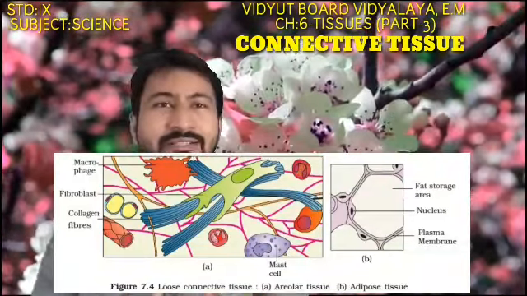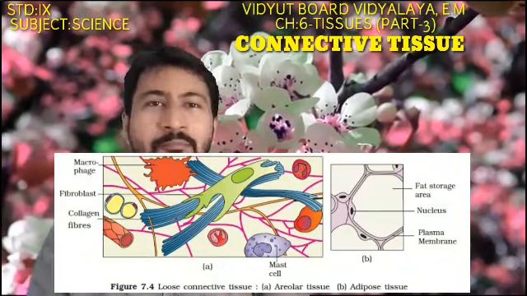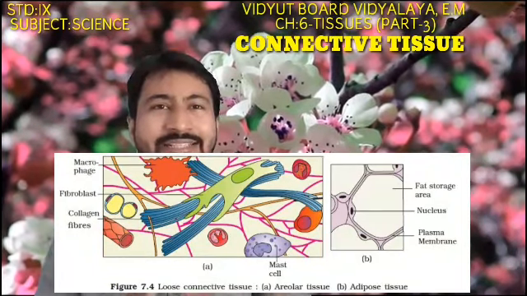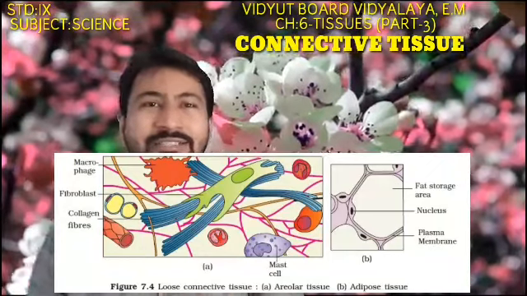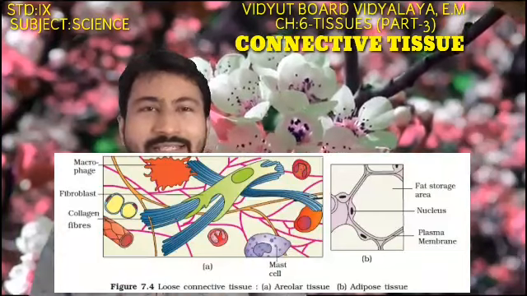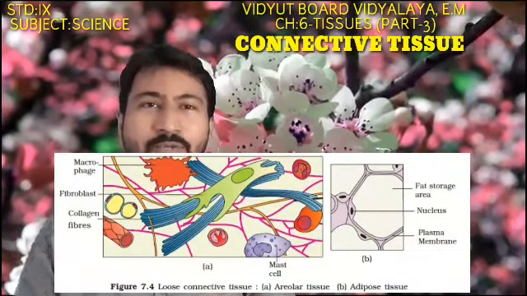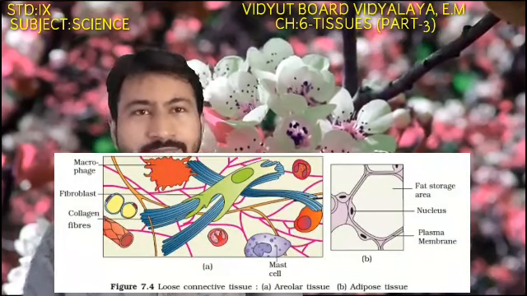And moving on to the next one, that is the areolar connective tissue. Now this areolar connective tissue is mainly present between the skin regions, between and around the muscles also, in the internal regions of various internal organs also. And here a lot of cells are there which are responsible for enhancing the immunity of our body.